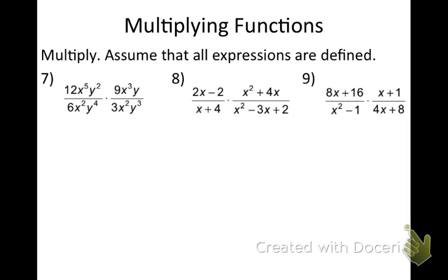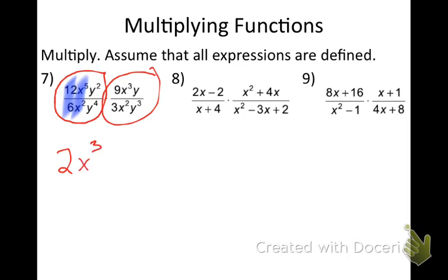So number 7 here. Now again, you look at these problems, you're like, oh my gosh, that's a lot going on. It's not that bad. We're going to look to simplify first, and then we're going to multiply. So number 7 here, I have 2 fractions. I'm going to simplify the left fraction first. All right? So I have 12 divided by 6. What's that simplify to? 2. I have x to the 5th over x squared. What's that simplified to? X to the 3rd. Over, I have y to the 2nd over y to the 4th. That gets me y to the 2nd.